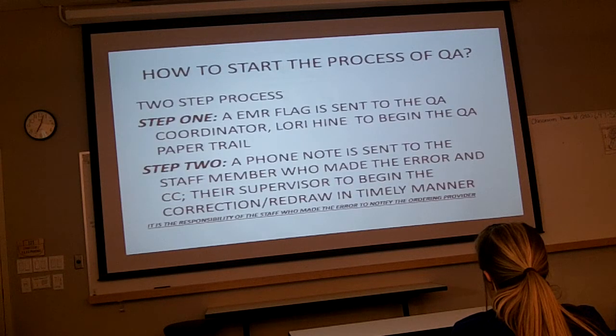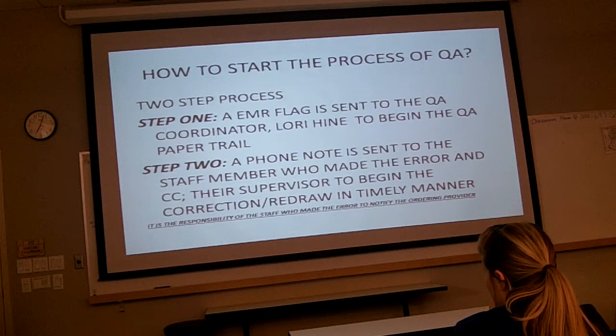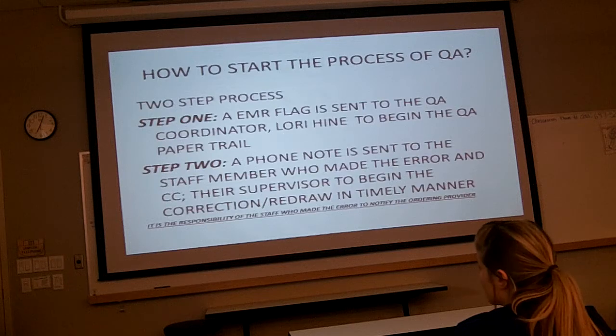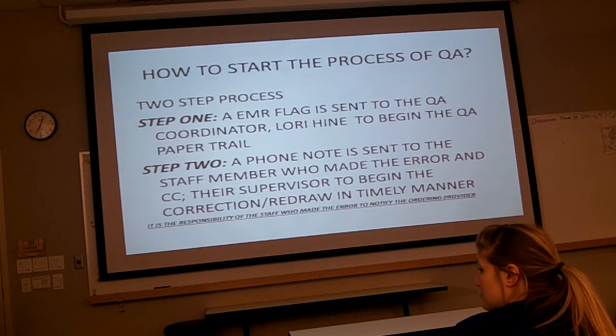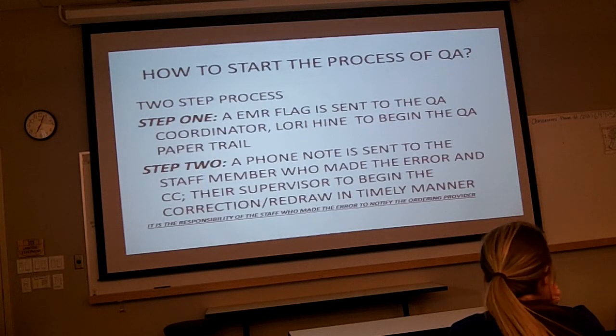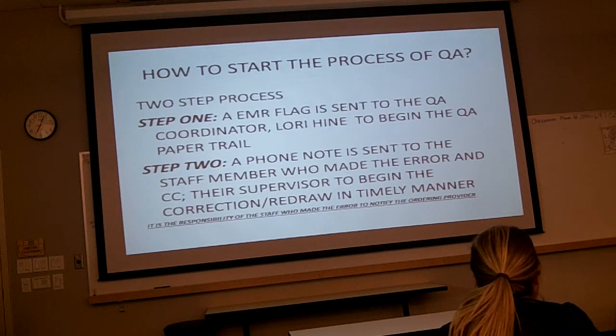Okay? How to start the process of QA? It's a two-step process. Step one, an EMR flag is sent to the QA coordinator, which is Lori Hine. Where's Lori? She's hiding. And she'll begin the paper trail. Step two is a phone note is sent to the staff member who made the error, and their supervisor is CC'd on that flag, so that the corrective action can begin in a timely manner. Okay? I put here, it is the responsibility of the staff who made the error to notify the ordering provider as to why things are being delayed.